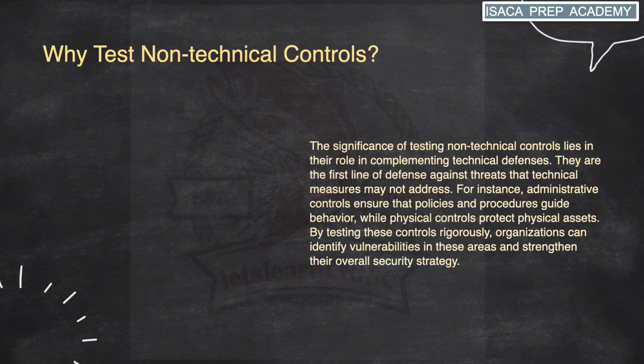Friends, rigorous testing of non-technical controls enables organizations to identify vulnerabilities and weaknesses in these areas and strengthen their overall security strategy. And by conducting audits, assessments, and simulations, organizations can assess the effectiveness of administrative and physical controls, identify areas of improvement, and implement corrective measures to enhance security posture.